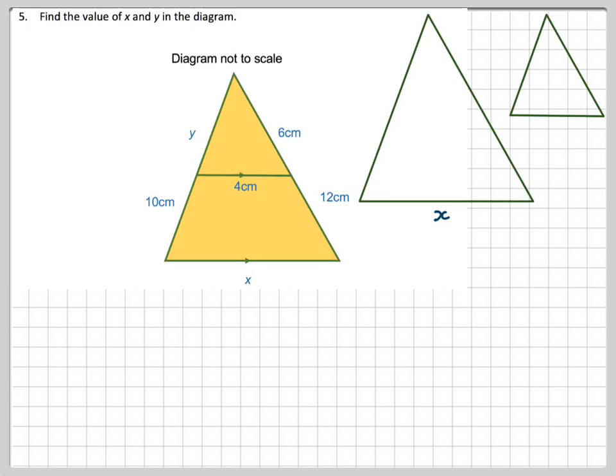Well, just putting all the numbers on, this distance here will be x, 10 plus y. This will be 18, 6 plus 12. For the smaller triangle, this is 4, this will be y, and this will be 6. The triangles are similar. Now, why are they similar?